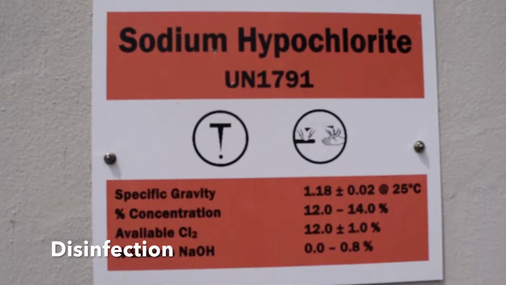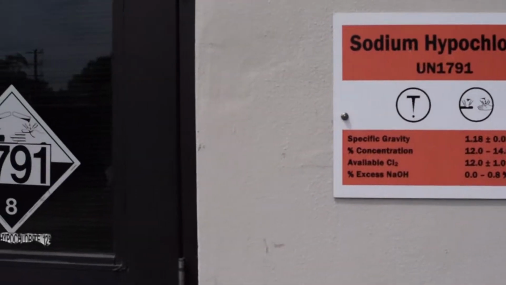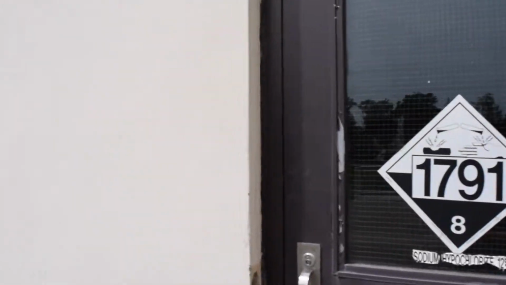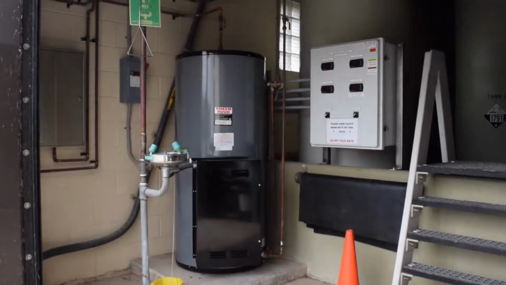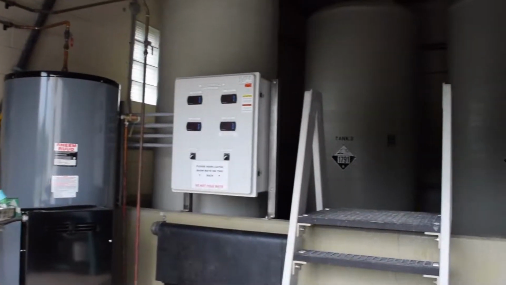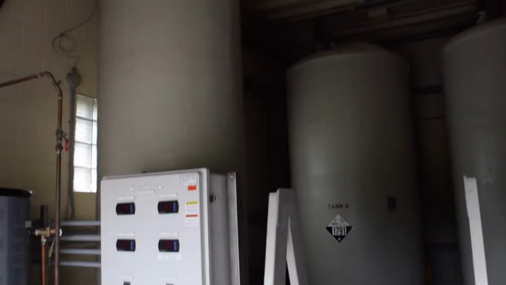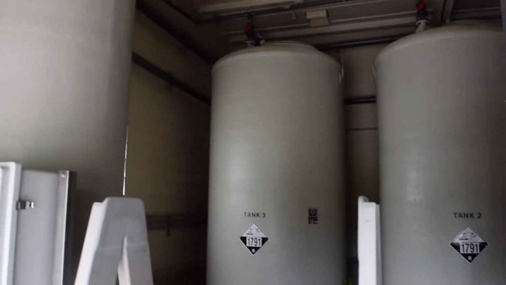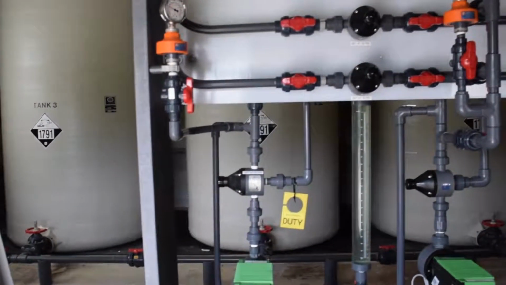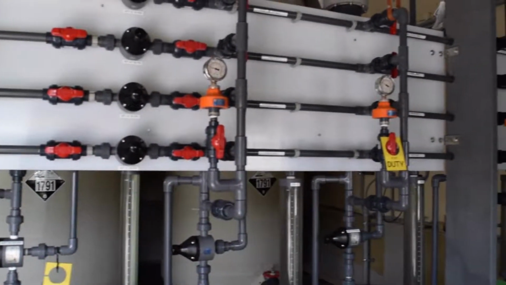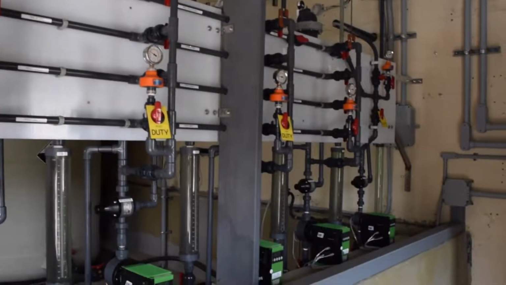This plant uses 12% sodium hypochlorite as its primary source of disinfection. This chemical is applied to 3 different locations. The first being the raw water intake, the second being the UV discharge header, and the third being just after the reservoir as the water is making its way to the high lift pumps before it enters the distribution system.